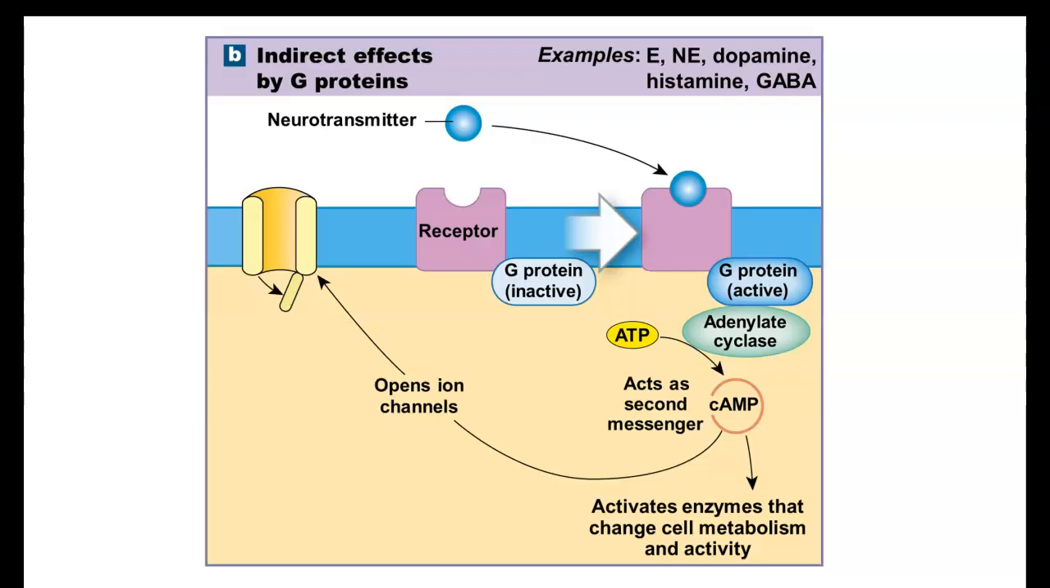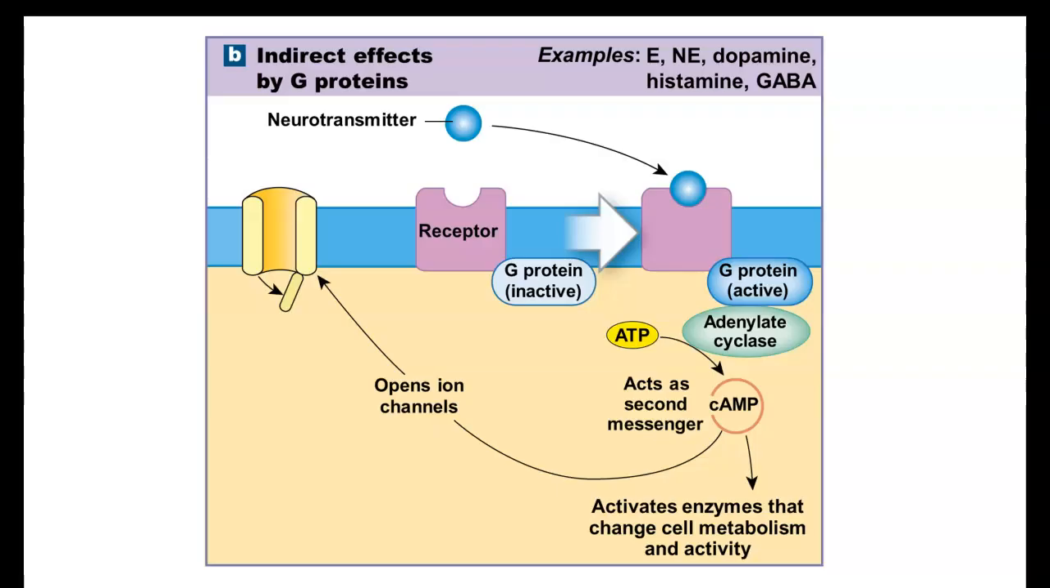Indirect effect. We're going to have that neurotransmitter come in. It goes to that G protein. Once it attaches there, that G protein becomes active. You're going to have ATP within that cell that's going to mix with the adenylate cyclase. That's going to be an enzyme that acts as a second messenger. That's going to be called a cAMP.